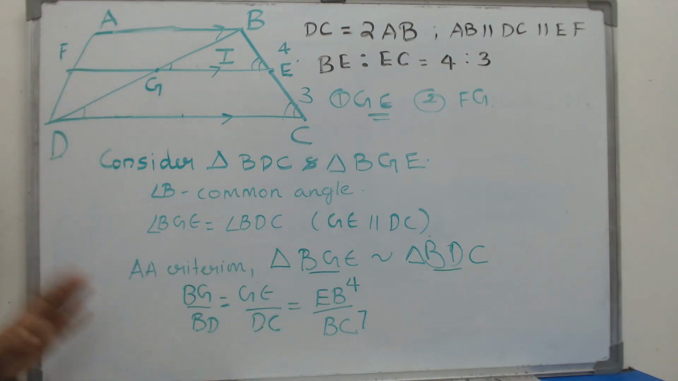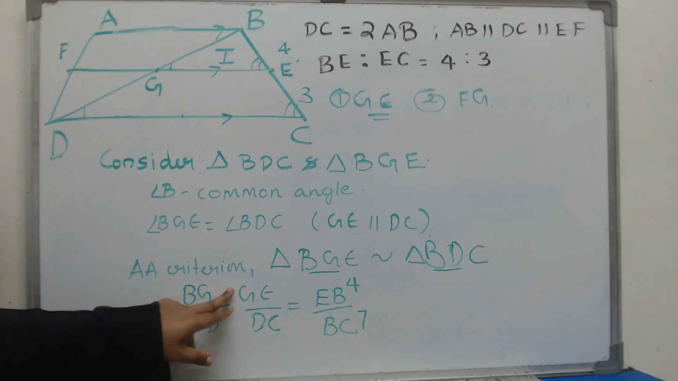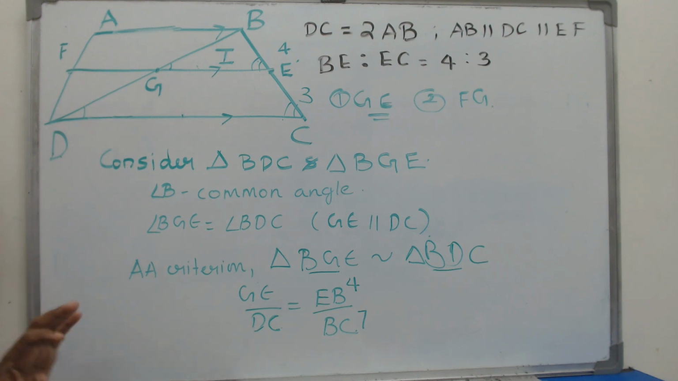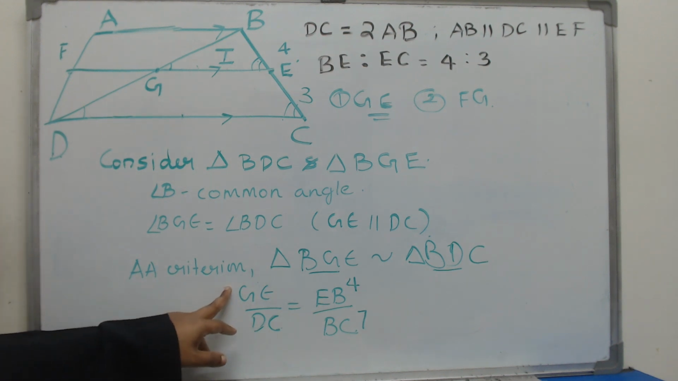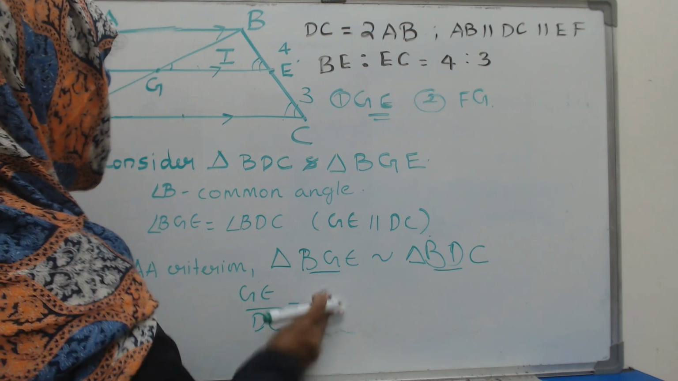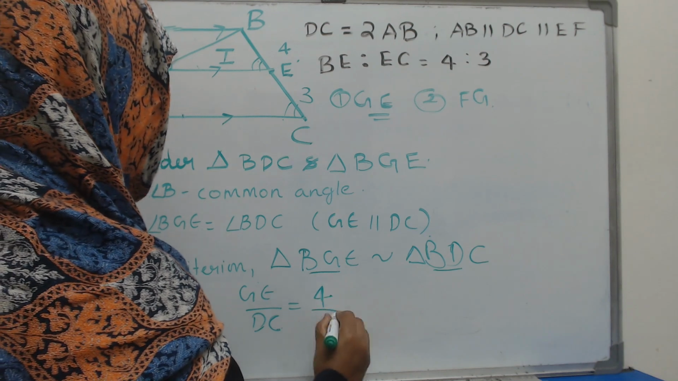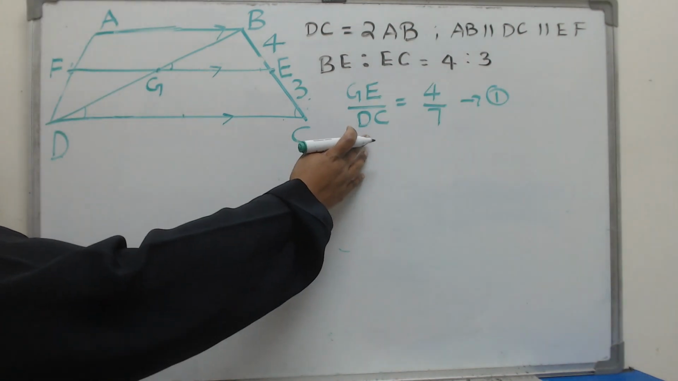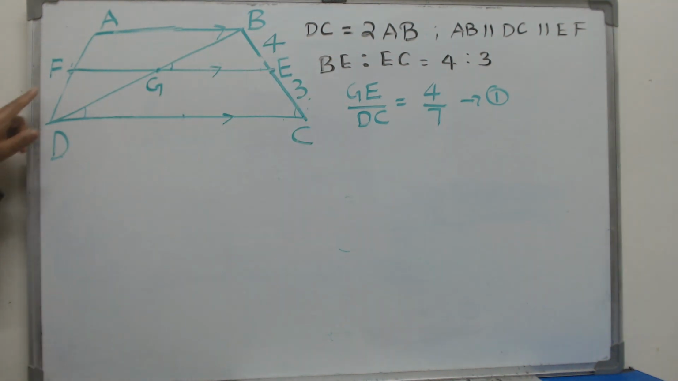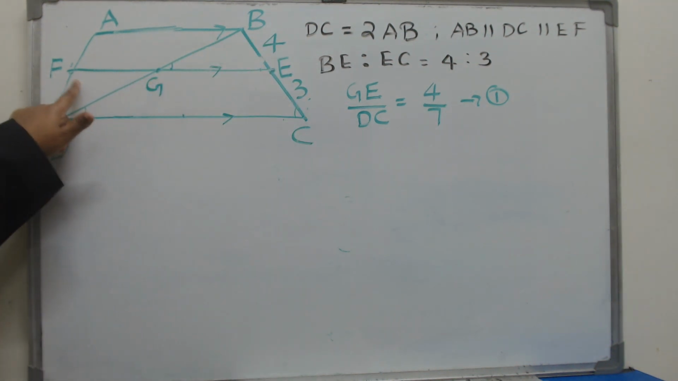And what do we need to connect? We need the one which has GE. This is true, but still we do not need this. We are not going to break our head with unnecessary information. So what we have is GE by DC is what? It is 4 by 7. So what we have got is a result which involves GE. What we need is a result which involves FG.